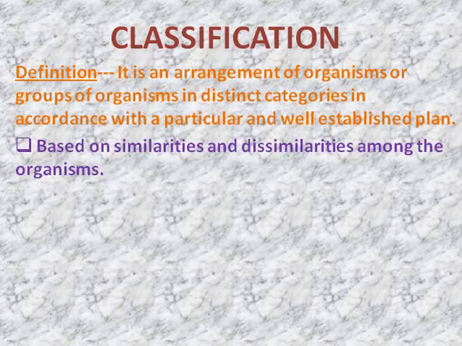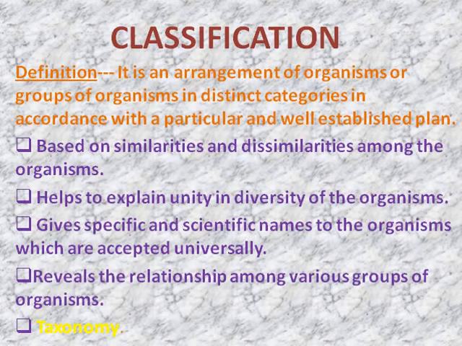Now, classify means we are putting each organism into different groups according to the similarities and dissimilarities of their characters, right? Classification also helps in unity in diversity of the organisms. That means in this world there are a lot of organisms, a lot of different categorized animals. So we are putting these organisms into different groups. Even classification gives you specific and scientific names to the organisms which are accepted universally.